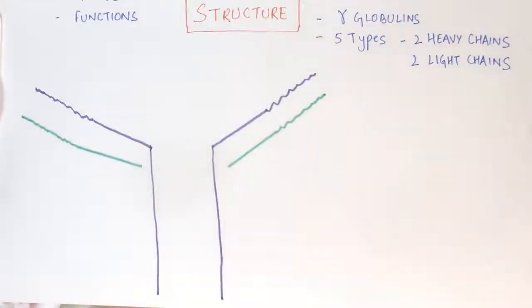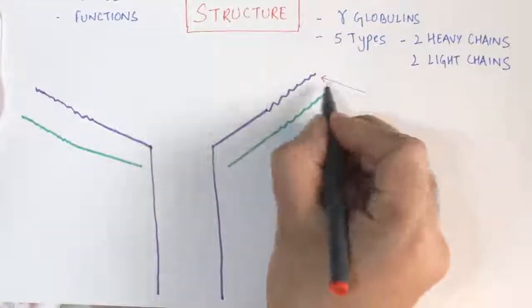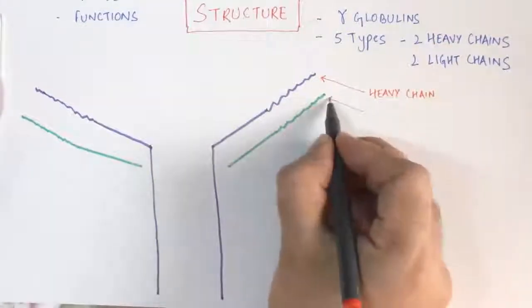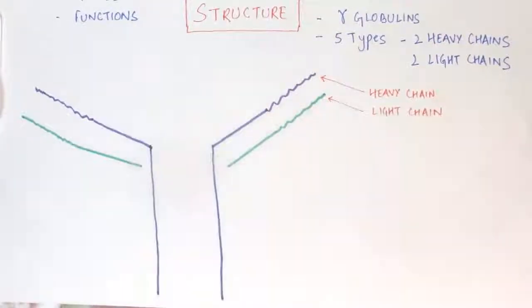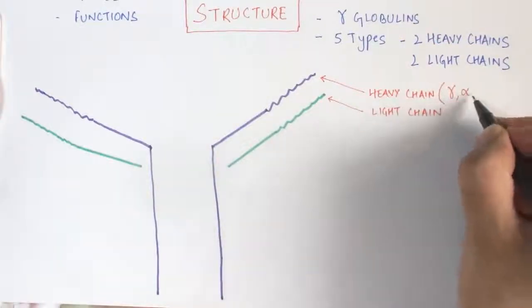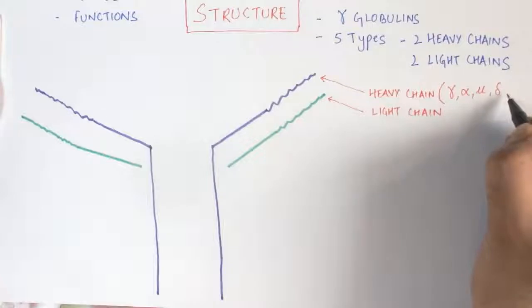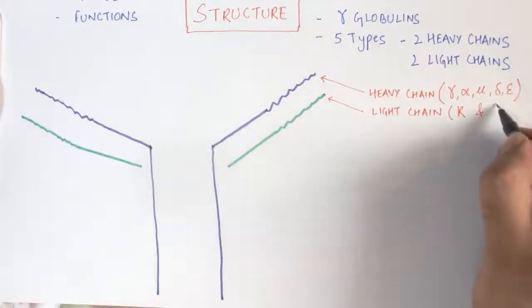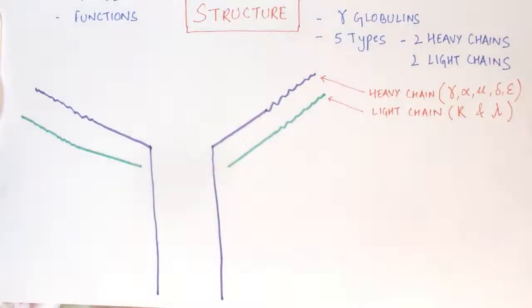So as you can see, the chains in the violet color are the heavy chains and the chains in the green color are the light chains. The heavy chains are of 5 types, that is gamma, alpha, mu, delta and epsilon, and the light chains are of 2 types, the kappa and the lambda.